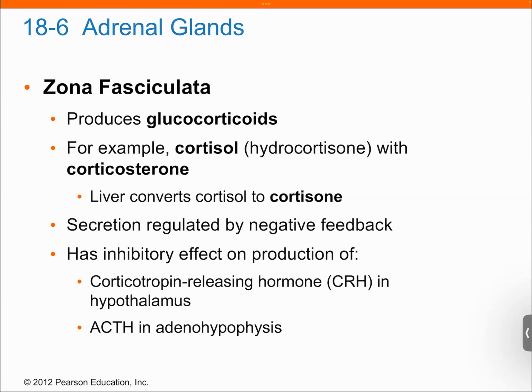Okay, that's glomerulosa, making aldosterone and other mineralocorticoids. What about fasciculata? That's the next one down as we're sort of moving in. So fasciculata is going to be basically making what's called glucocorticoids. So glucocorticoids are generally things that are associated with glucose maintenance.